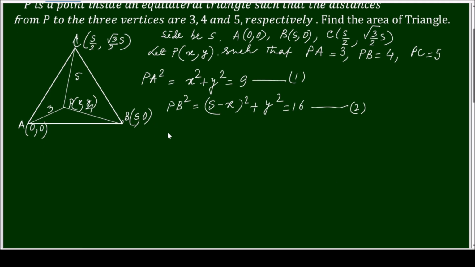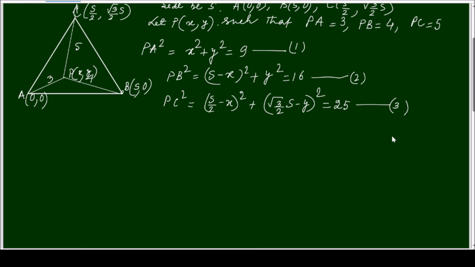Now what is PC? PC square equals (s over 2 minus x) whole square plus (root 3 by 2 s minus y) whole square equals 5 square, that will be 25. Equation 3. Now we only have to find the value of this s, or we have to solve it.